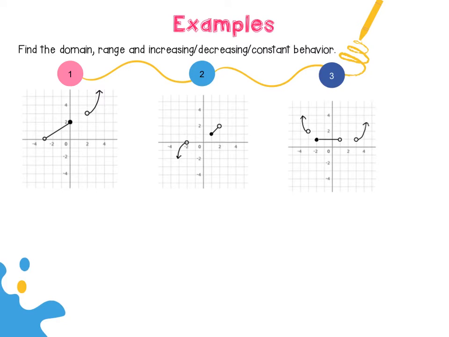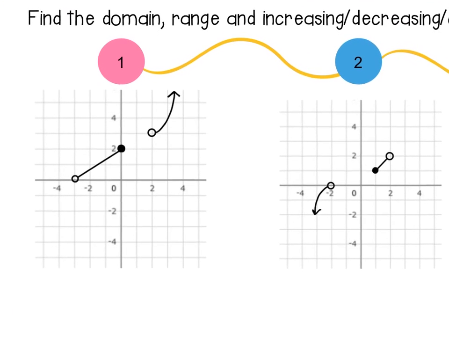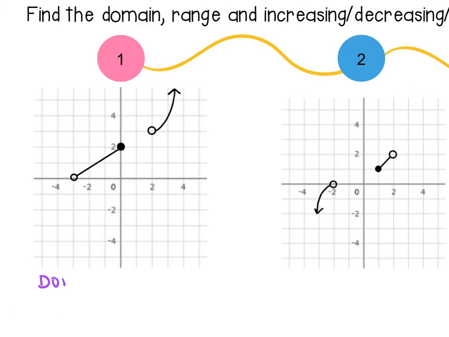All right, so this says, find the domain, the range, and the increasing, decreasing, constant behavior. So I'm going to start with my domain. Remember, my domain goes left to right. So let's look at this first graph. What's the smallest x that's on that graph? -3. Is that an open dot or a solid dot? Open. Which means, what's it get? A bracket or a parentheses? Parentheses. So -3 with a parentheses.